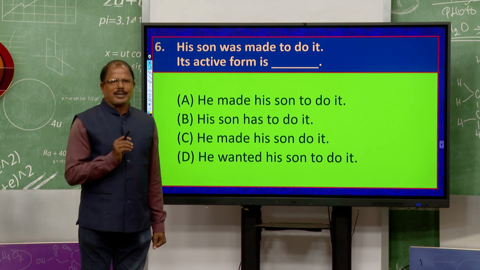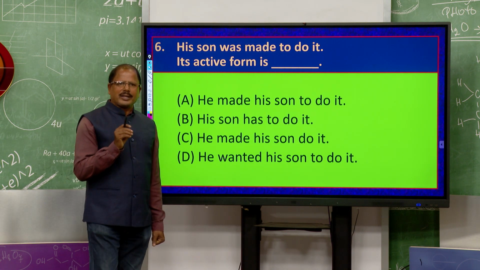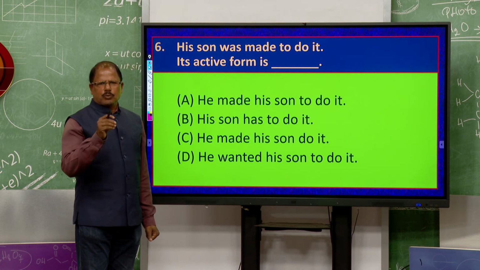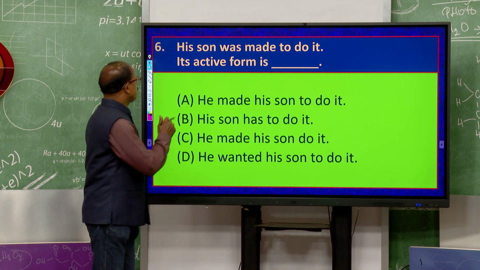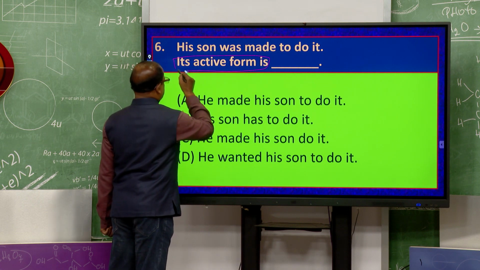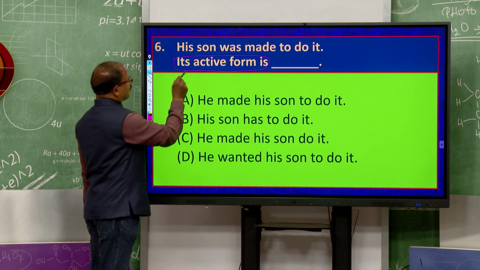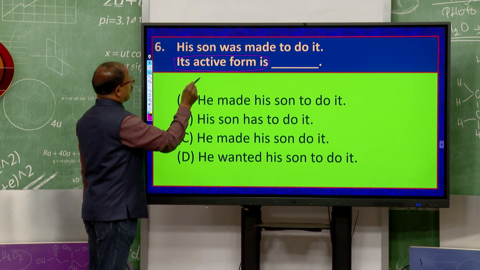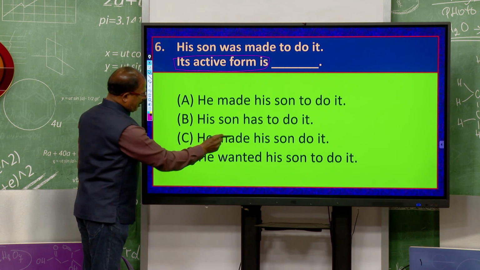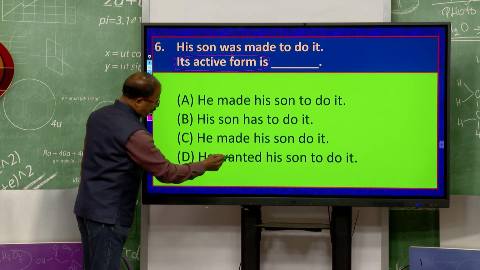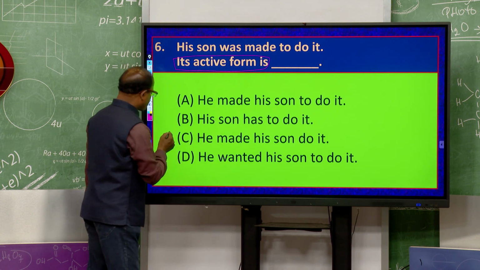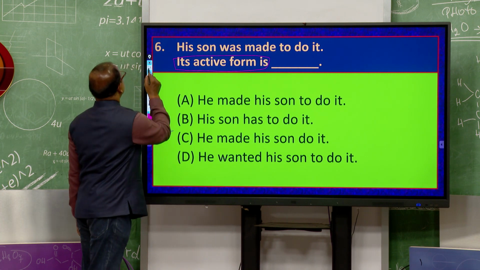Actually, you look at the sentence, it is in passive form, and the question requires its active form, right. You just see, you have to find the active form of the passive sentence, right. So, that is why his son was made to do it means he made his son do it. He made his son to do it, he wanted his son. Make verb actually does not take this to. So, let us see the correct answer first, then we will discuss, right.